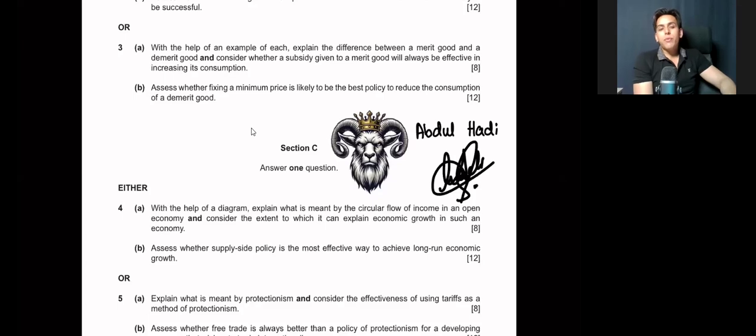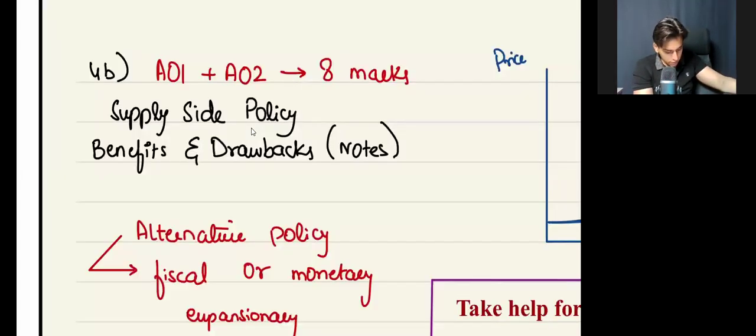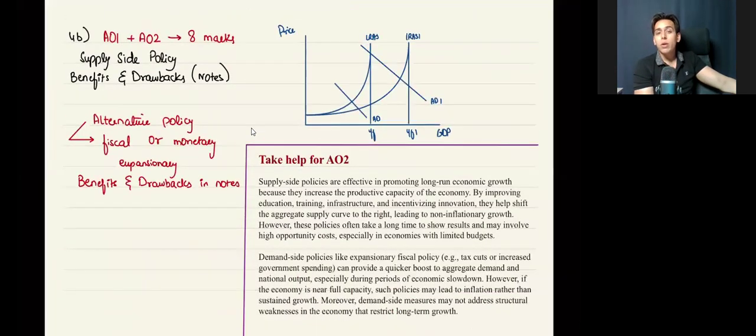All right, question number 4B: assess whether supply side policy is the most effective way to achieve long run economic growth. Again, we have to achieve long run economic growth. One policy is a supply side policy, which is given by the examiner. Now, in question 4, part B, you have to give one alternative policy of your own.